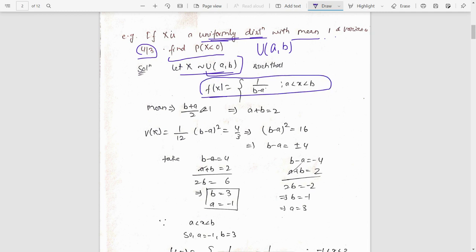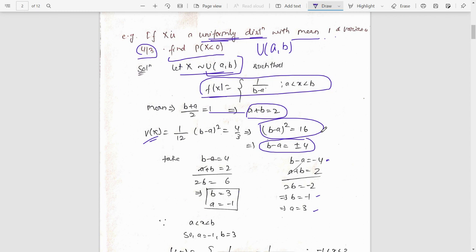Now the mean is 1, so a plus b by 2 is equal to 1, and b minus a squared upon 12 is equal to 4 by 3, because this is the variance formula. If you solve it, you will get a plus b is equal to 2, and b minus a whole square is equal to 16, so b minus a is equal to plus minus 4. If you solve taking plus 4, you get b is 3 and a is minus 1, and if you take minus 4, you will get b is minus 1 and a is 3.